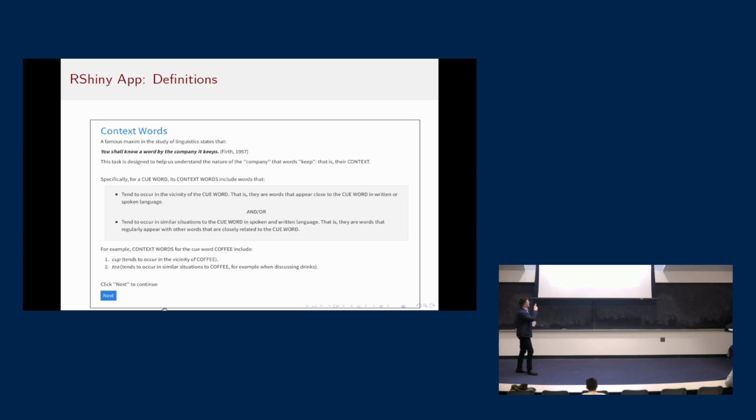So we say that they should occur in the vicinity of a keyword. So we allow natural language understanding in people to interpret that, as in it should be physically proximate, basically. Or we tell them it could occur in a similar situation to the word. Okay? And then we give them examples, and we give them this tea and coffee example to try and help them understand what a context is. All right, and then we're going to ask them to generate context words for us.